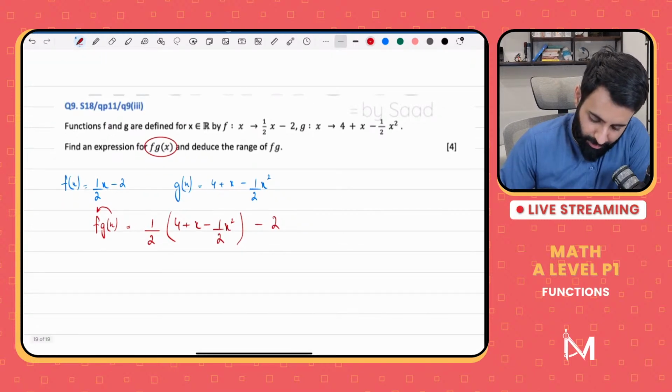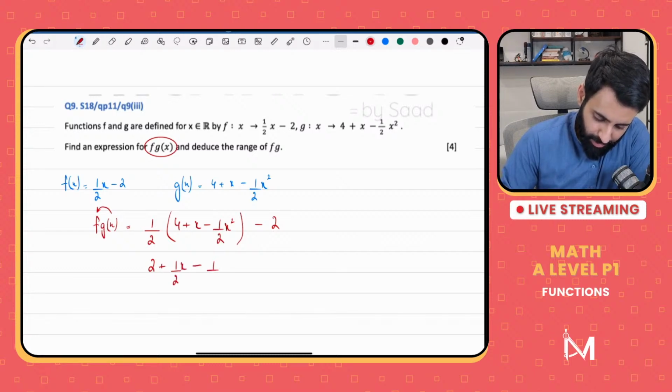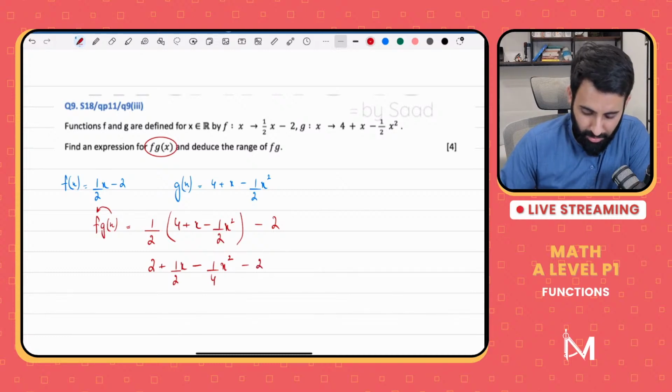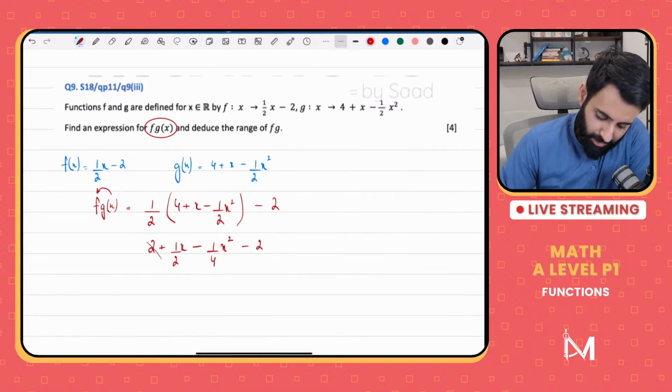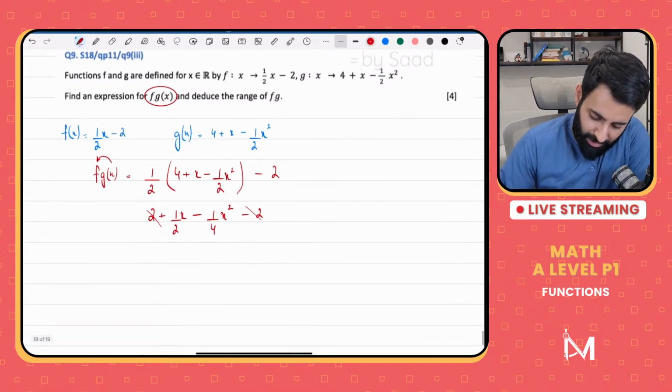So half into 4, that's 2, plus half x minus 1 upon 4 x squared, and don't forget the minus 2 from before. So the 2 and minus 2 cancel, and what are we looking at? We're looking at 1 upon 2 x minus 1 upon 4 x squared.